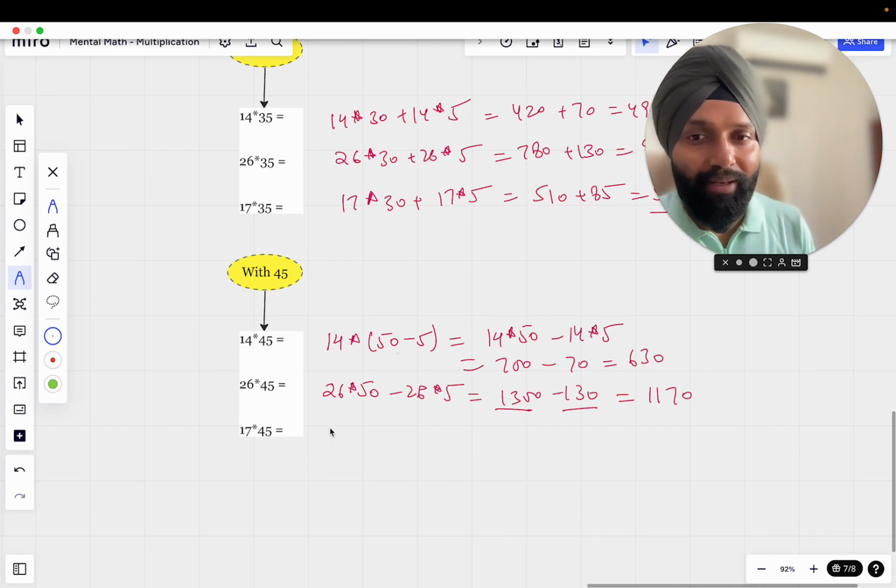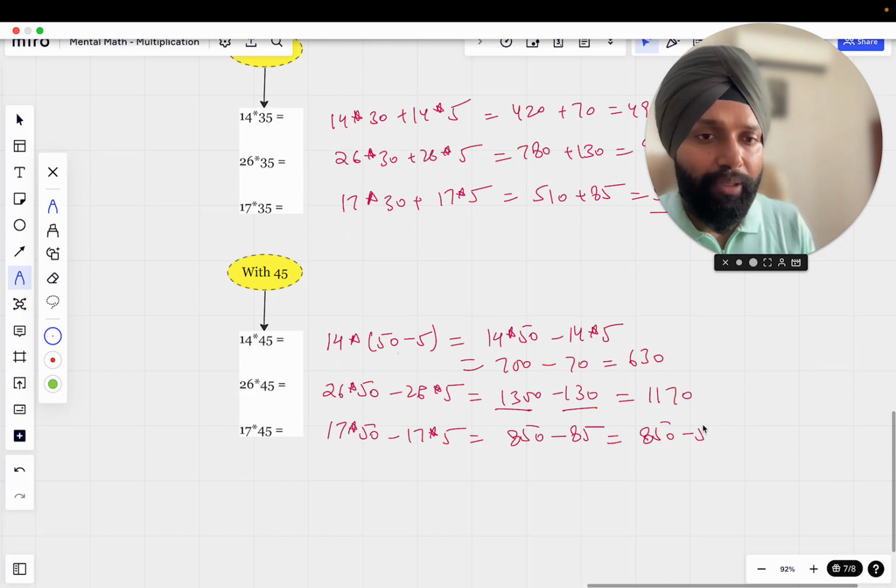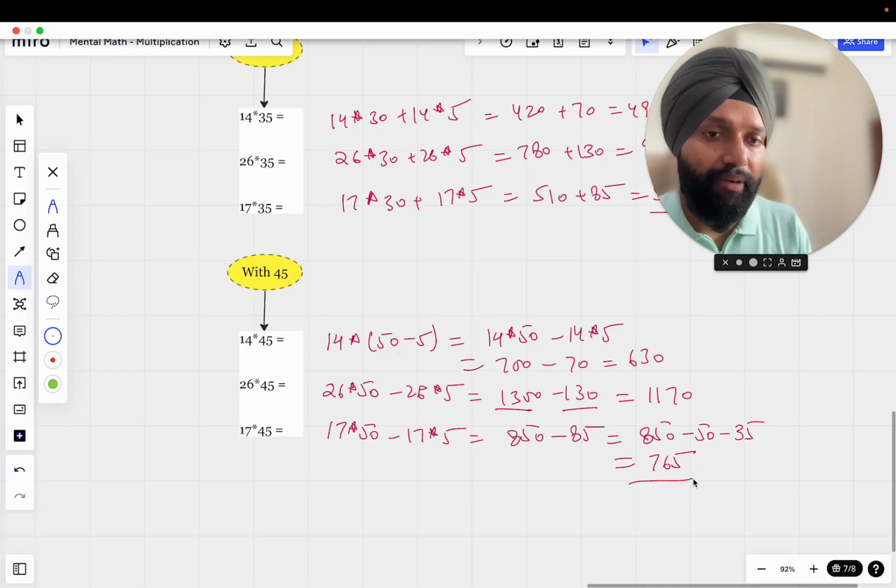Okay, so 17 into 45, again I look at it this way. So 17 into 50 is 850 minus 85. So again I'll do repeated subtraction. So first I'll subtract 50, so it becomes 800. 800 minus 35. So again I may do repeated subtractions. 800 minus 30 is 770, and then minus 5 is 765.